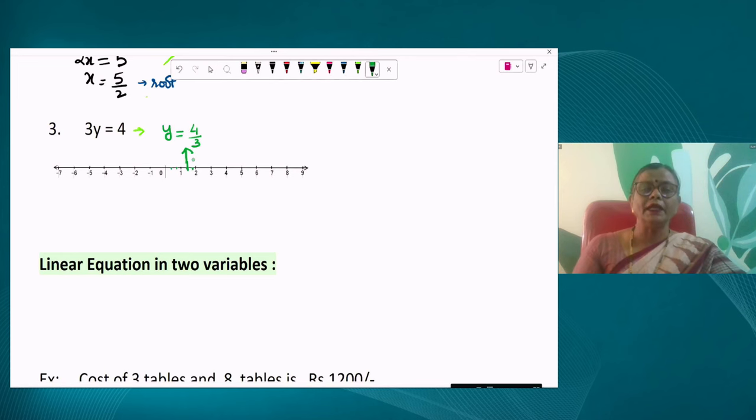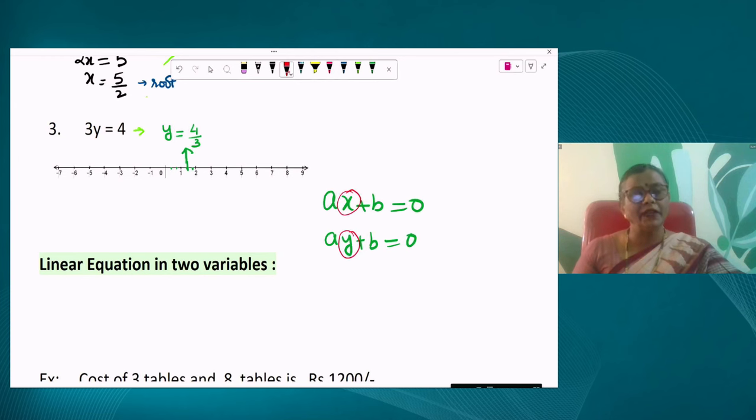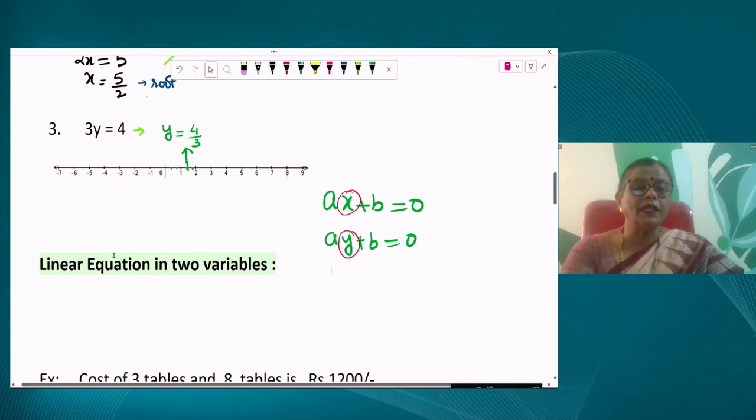So any linear equation, I'll generalize once again, can be written as ax plus b equal to 0, where a and b are constants. We can also write it as ay plus b equal to 0, where a and b are real numbers. We are solving for the unknown quantity, which is x and y. Fine. Now we look at linear equations in two variables.